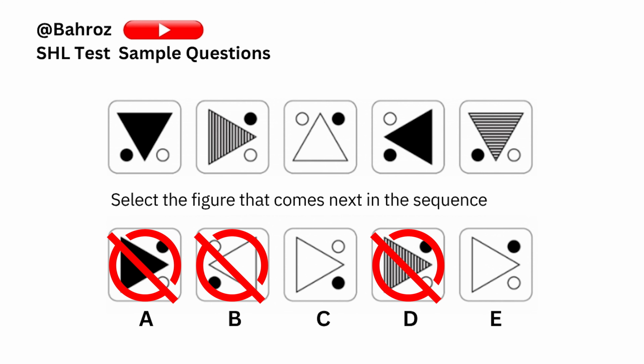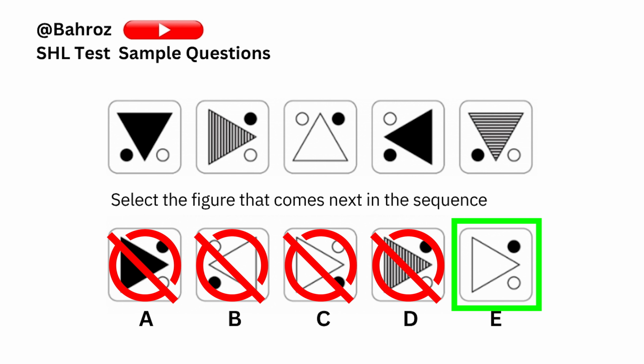Now let's look at the color of the two small dots. As the triangle moves counterclockwise, the two dots move with it, but the colors switch, that is, the black one becomes white and the white one becomes black. This means in our sixth figure, the dot on the top will be black and the dot at the bottom will be white, which is option E, so option E is the answer.